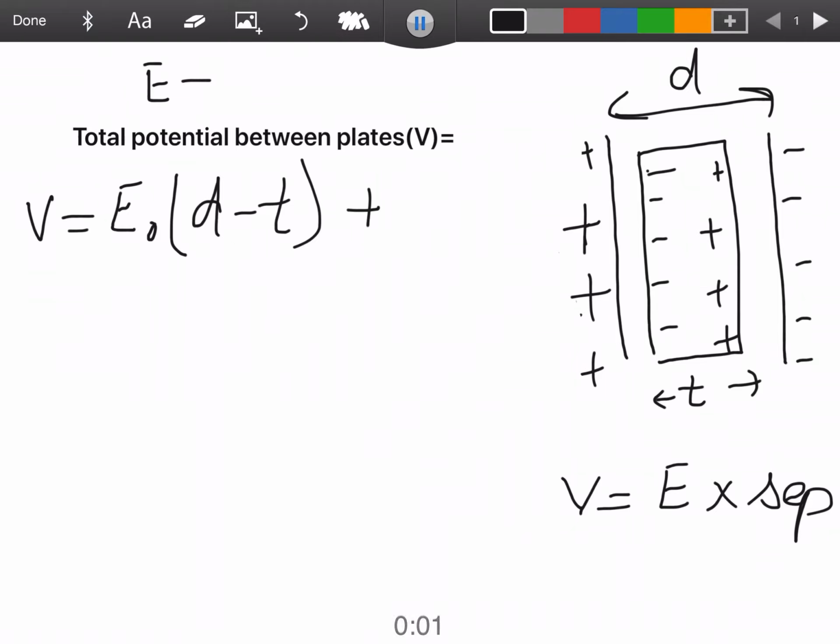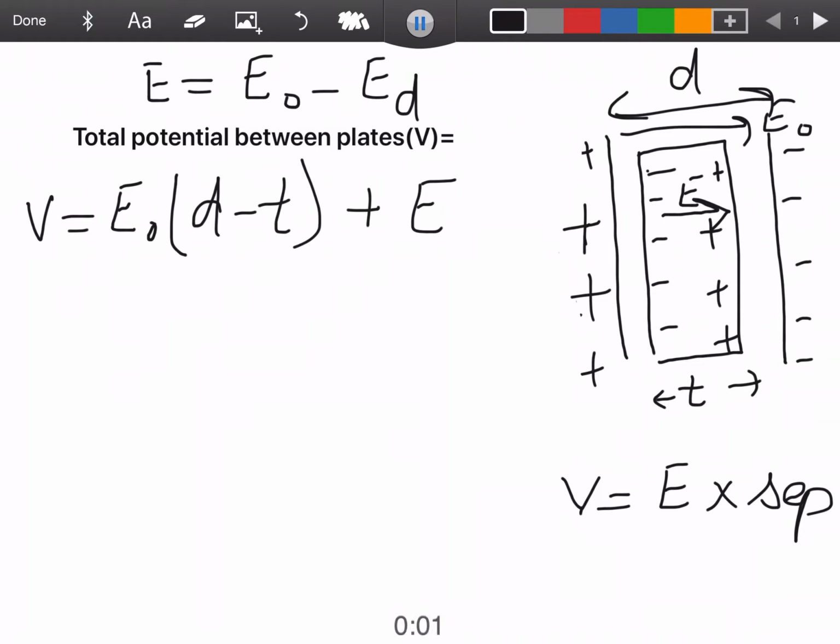It was equal to E and that we have calculated as E naught minus E D. So we will be writing it as E, net electric field inside the dielectric slab. This net electric field inside the dielectric slab will be in direction of original electric field, that is E naught. So this electric field will be in direction of E naught. That is why we are adding these two. Multiply by separation. Now this electric field E exists in the thickness T. So we will be writing it as E into T.